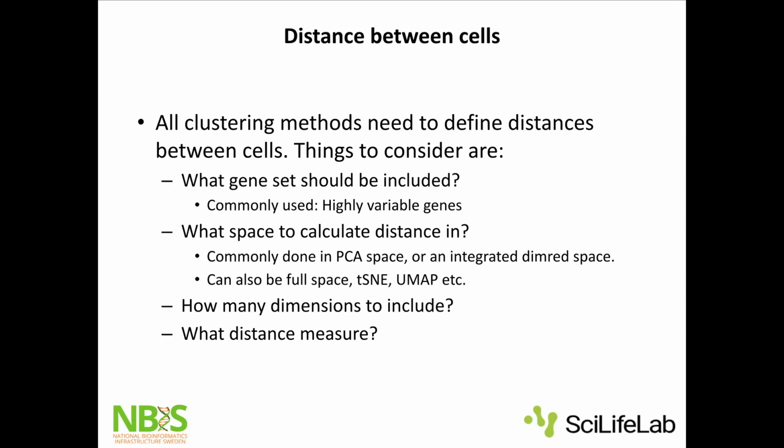And when it comes to this with distances, it's again, what gene set should we use? What space should we use? We could, in principle, do clustering on a UMAP or t-SNE, but probably it's better to do it in PCA space or whatever integrated space you have. How many dimensions should we include? And the most common is to just use the Euclidean distance in that space, but there are a few of these other metrics that are being used, but I don't think they are performing that much better.